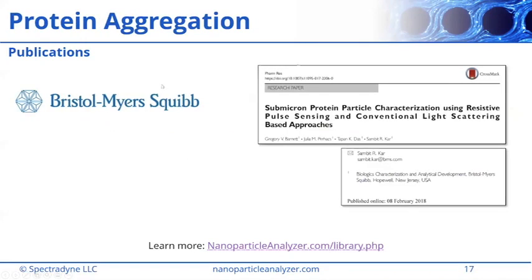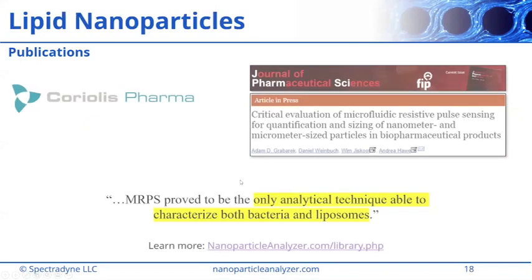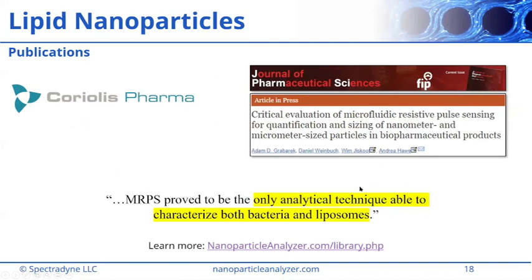Another example from Bristol Myers Squibb, using the NCS1 to quantify protein aggregation. This is another interesting technology comparison between our NCS1 and NTA and other optical techniques. And finally, one other example from a CRO in Germany called Coriolis Pharma. These researchers measured a variety of samples across different techniques and found that the NCS1 was very diverse in its ability to measure different samples well.